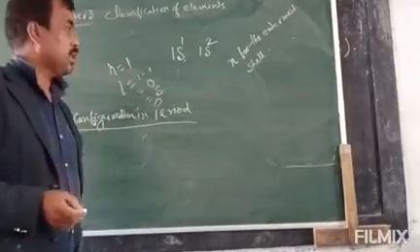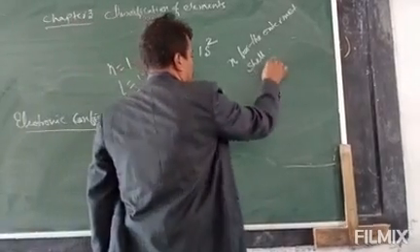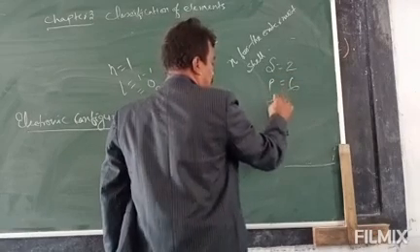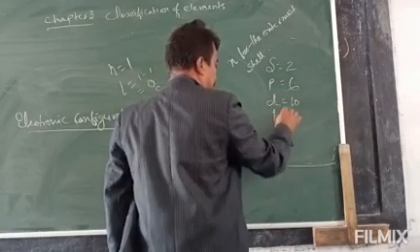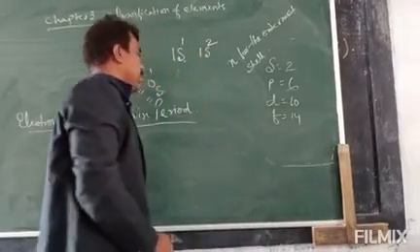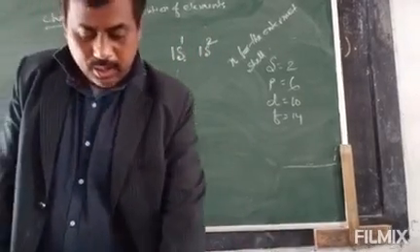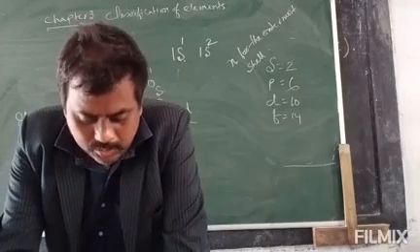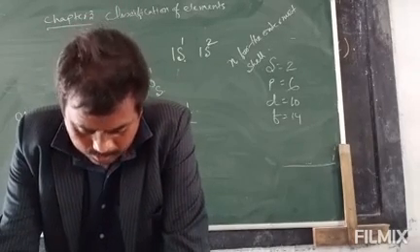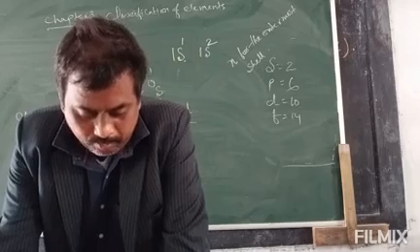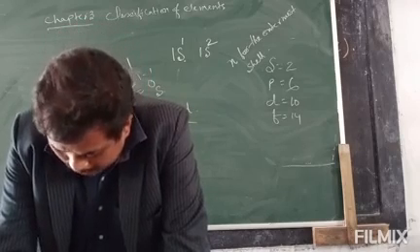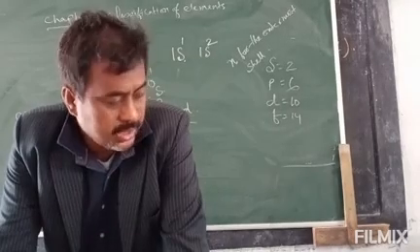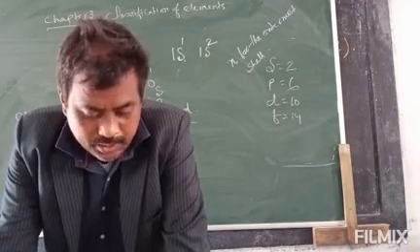As I already told, s can accommodate only 2 electrons. p can accommodate 6 electrons. d can accommodate 10 electrons. f can accommodate 14 electrons. Therefore here we have 1s1 and 1s2. That is, 1s1 is hydrogen and 1s2 is helium. By putting 2 electrons in the first shell, that is, the K shell is completed.